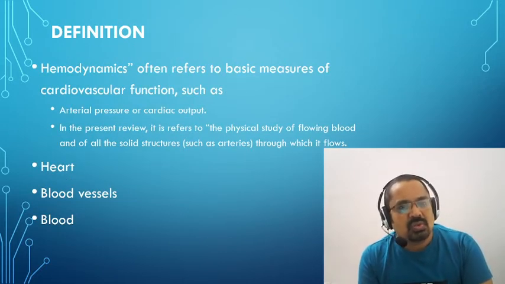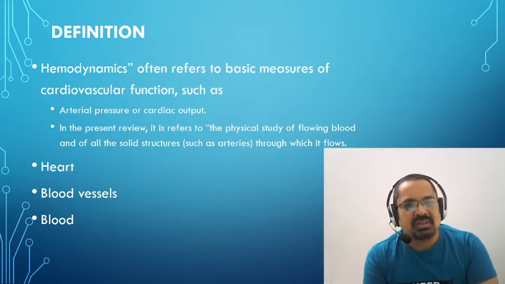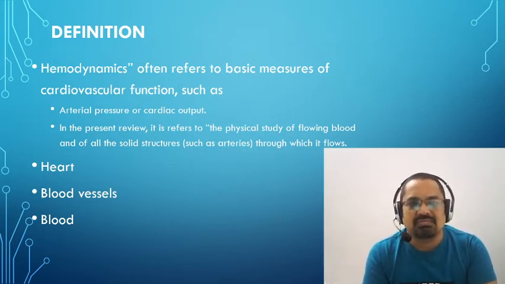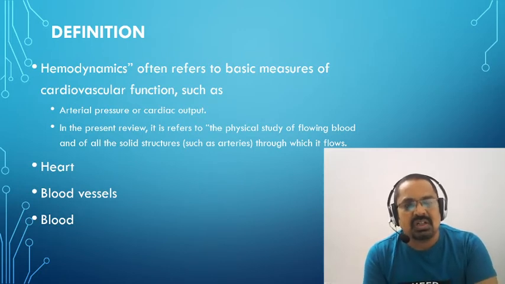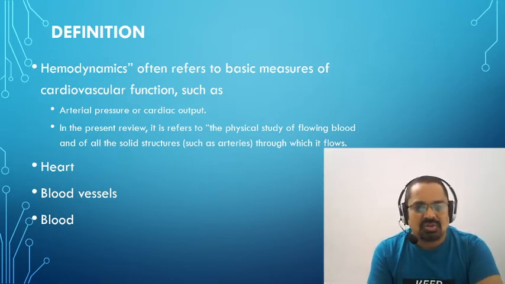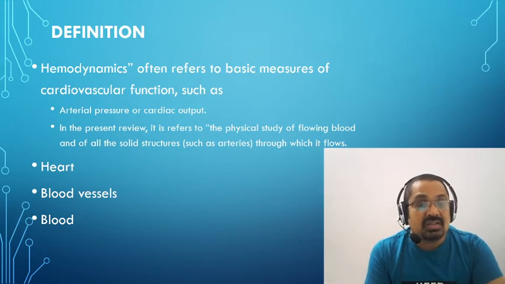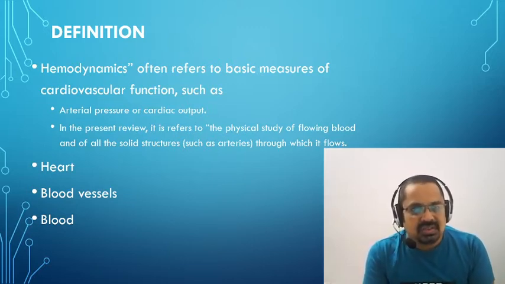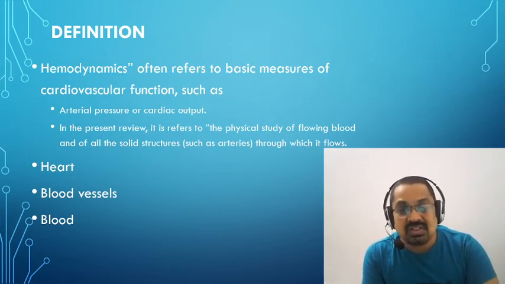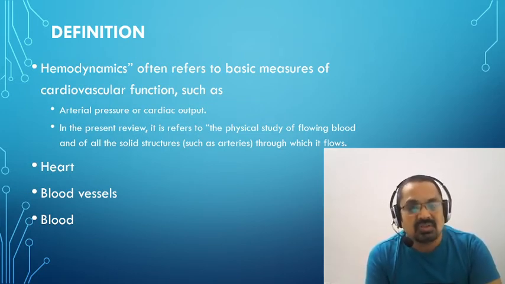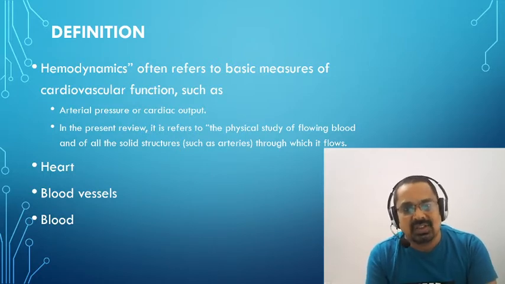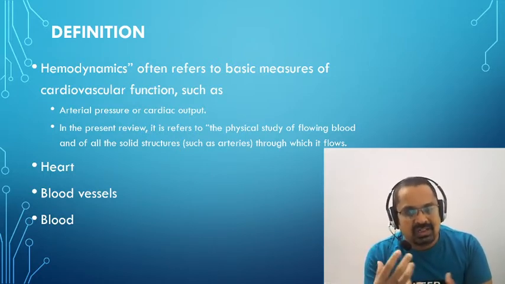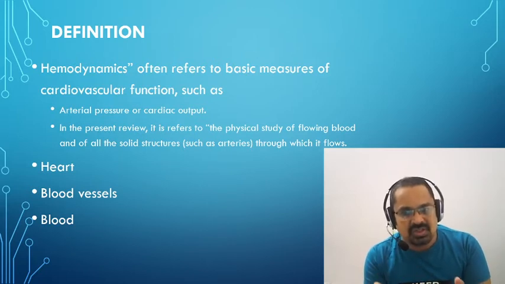If we go towards hemodynamics, it is often referred to as a basic measure of the cardiovascular system. It consists of arterial pressure and cardiac output, that is, the pressure created in the arteries and the heart as a pump. In present preview, it is referred to as the physical study of the flow of blood through the solid structures called arteries, that is, blood vessels, and how it is done.